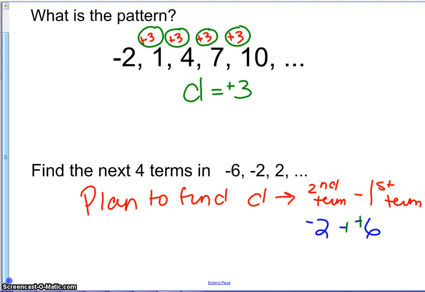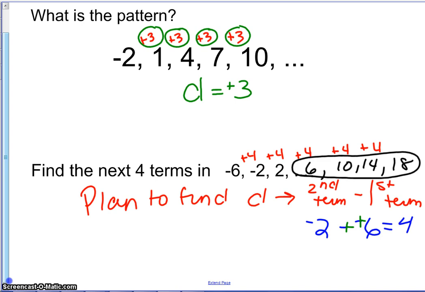If I change the negatives into positives here, I really have -2 plus a +6, which gives me +4. Let's see, does that work? Are we really adding 4 each time? Yep, it really does work for each of these. So now my problem is, how can I keep adding 4 more times? The next 4 terms would be 2 plus 4 is 6, 6 plus 4 is 10, 10 plus 4 is 14, and 14 plus 4 is 18. So our answer here is 6, 10, 14, 18. Our d, or our difference each time, we had to first calculate, and that was 4.